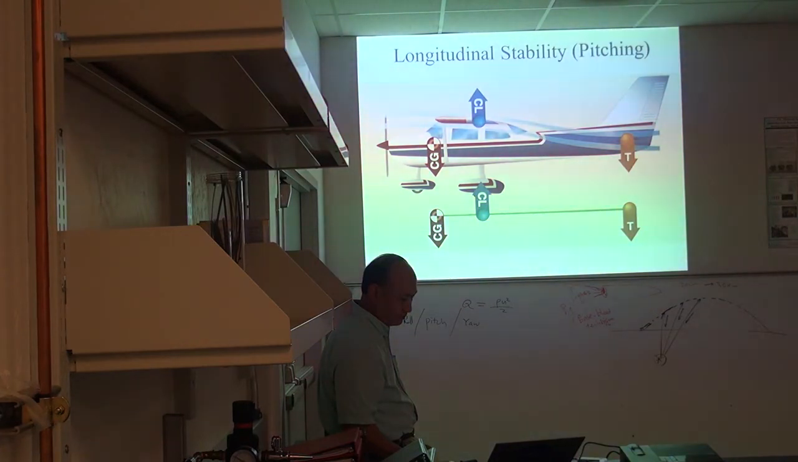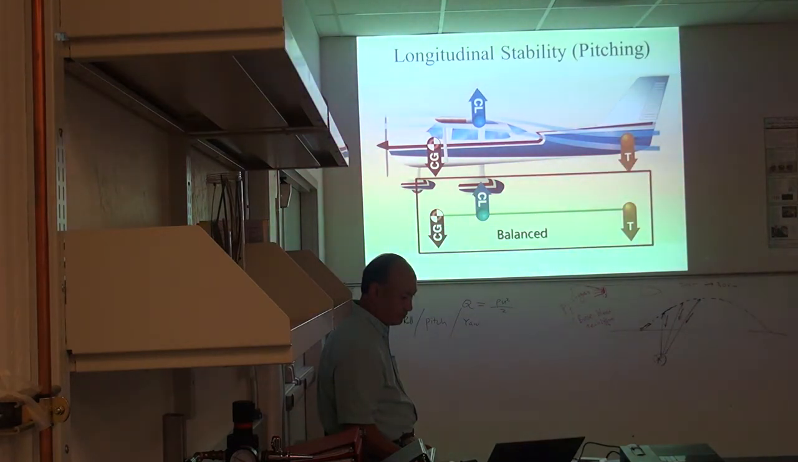Static longitudinal stability or instability in an aircraft is dependent upon three factors: location of the wing with respect to the center of gravity, location of the horizontal tail surfaces with respect to the center of gravity, and the area or size of the tail surfaces. The above picture shows these forces balanced in flight.